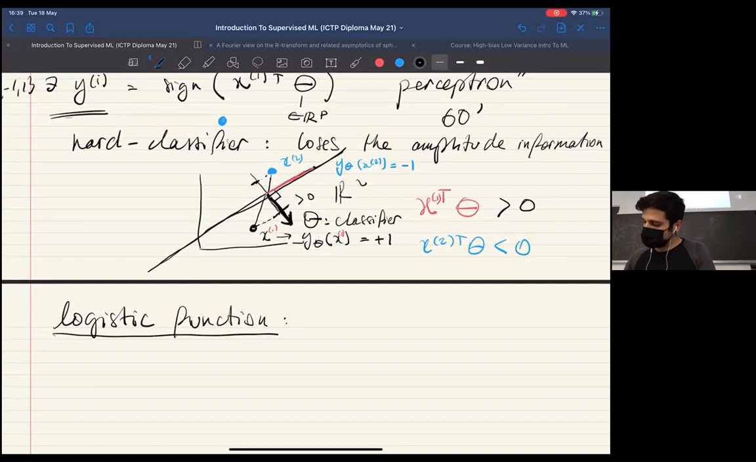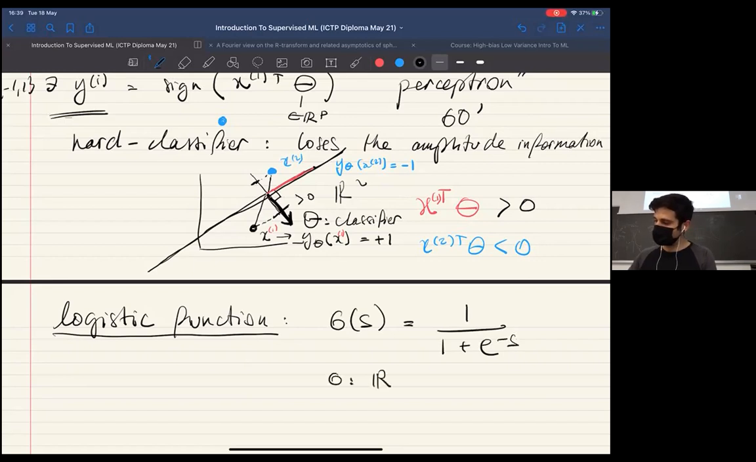So the definition of the logistic function is sigma of s equals 1 over 1 plus exponential of minus s, okay? And this is a function that takes as input the reals and outputs a number between 0 and 1.